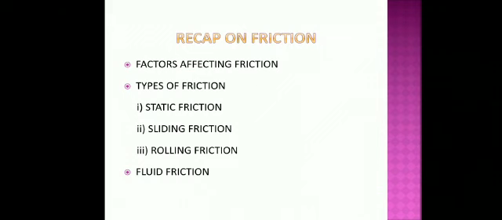Next is factors affecting friction. Naturally it depends on two factors. One is based upon the nature of the surfaces in contact, or else how hard the surfaces press together. Next is types of friction. There are three different types. One is static, next one is sliding, next one is rolling. First is static friction. Friction existing between two surfaces in contact, but there is no motion between them. That type of friction is called static friction.